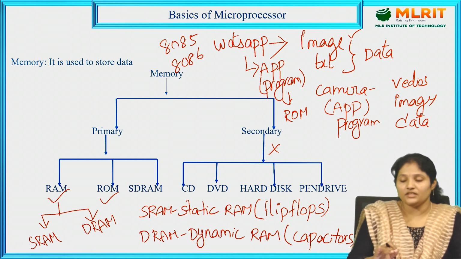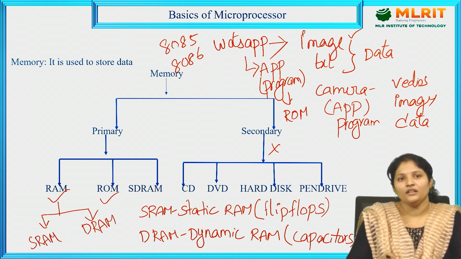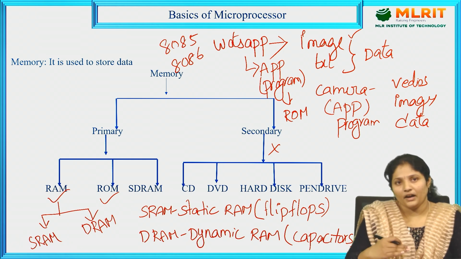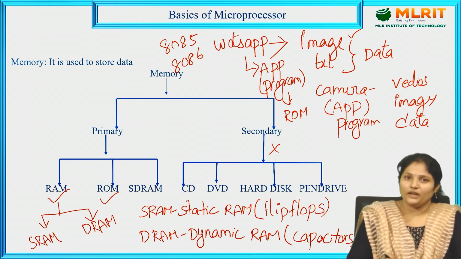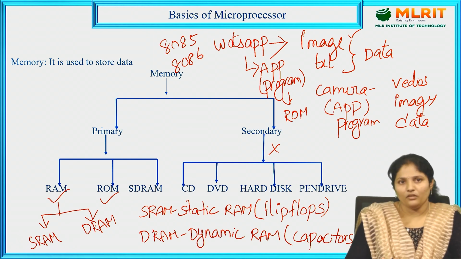So, if we are using more capacitors, then to charge the capacitors, more power is taken. So, it will take some time. That's why we are saying SRAM is fast when compared to the DRAM.